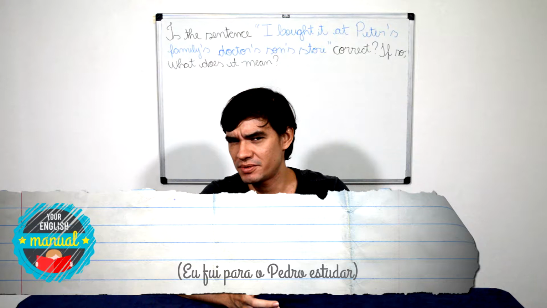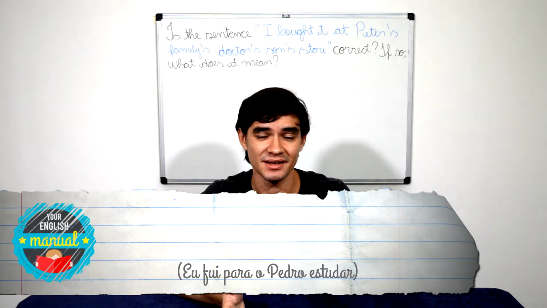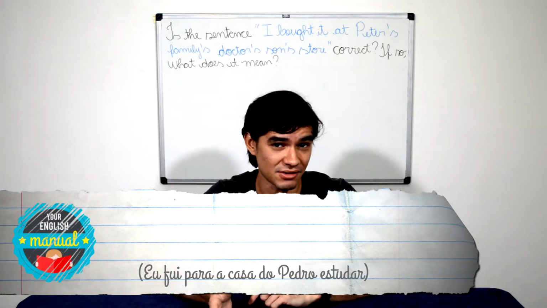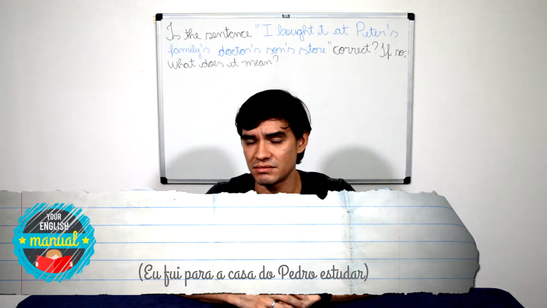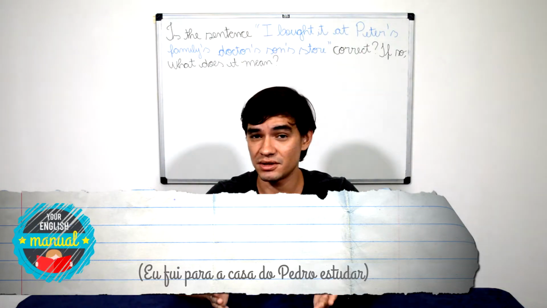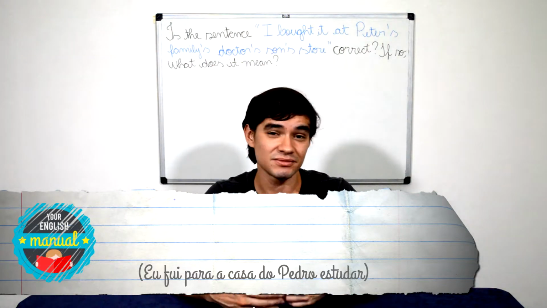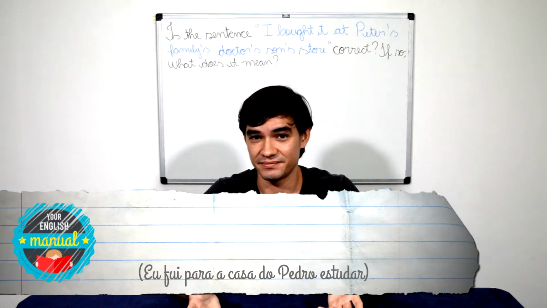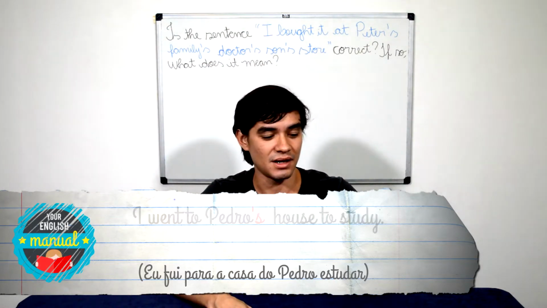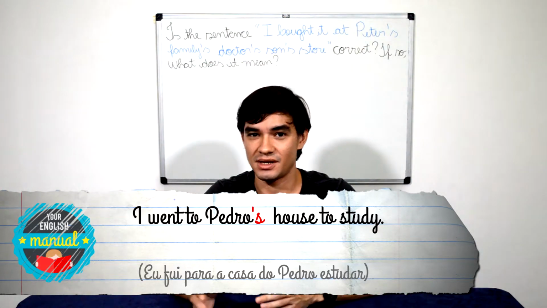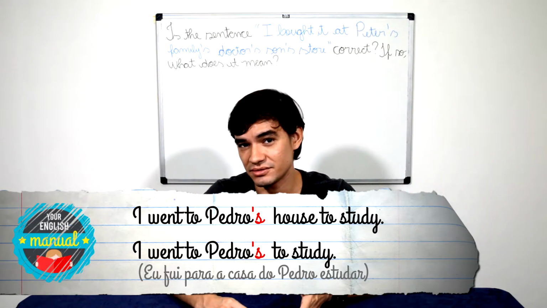Did I go to Pedro? The person? Of course not, right? I went to Pedro's house. But I didn't even have to say the word house. You could understand without it, couldn't you? In English, we can do pretty much the same thing. Here's an example. We can say both I went to Pedro's house to study and I went to Pedro's to study.